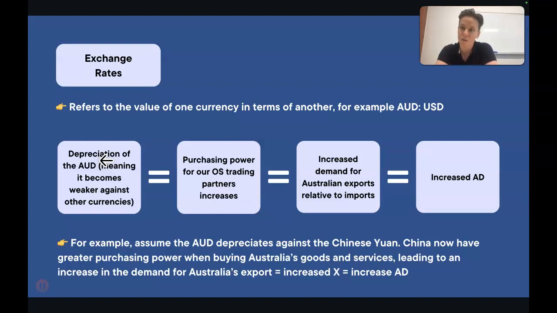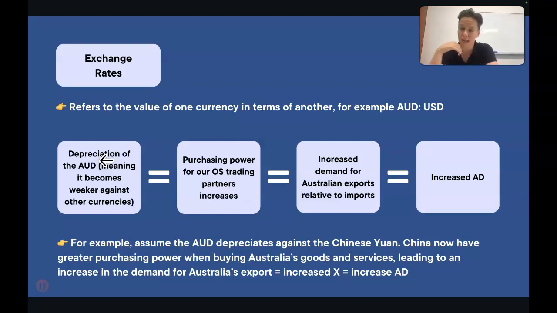The flip side of that argument is an appreciation of the Aussie dollar. So if you assume that the Aussie dollar has gone up in value, it now means that as an Australian, that's good for us. My dollar goes further overseas. I can now buy more imports because I've got higher purchasing power, okay? However, for our overseas trading partners, it's not so good. If the Aussie dollar goes up relative to their local currency, their purchasing power has fallen, which means their demand for our exports is going to go down. They can't buy as many as they used to because the value of their currency has gone down.